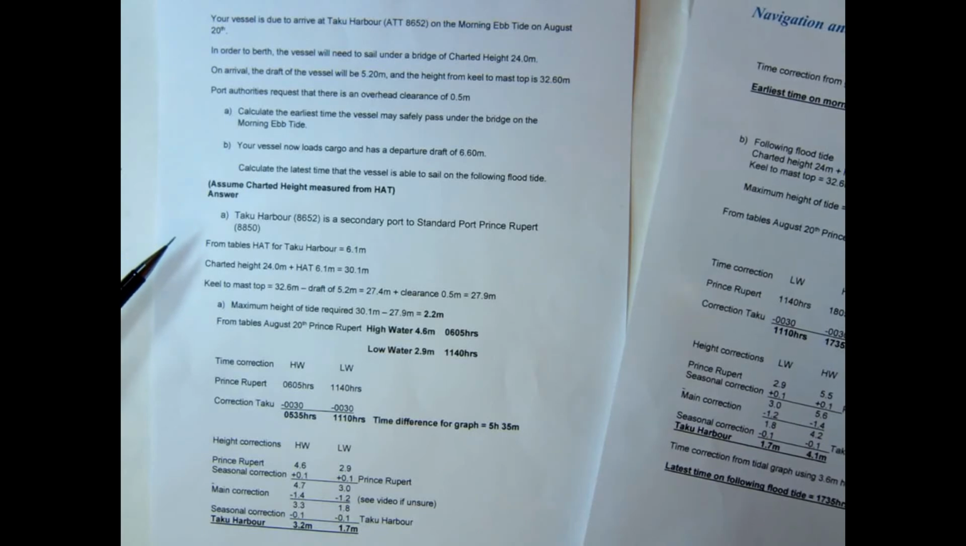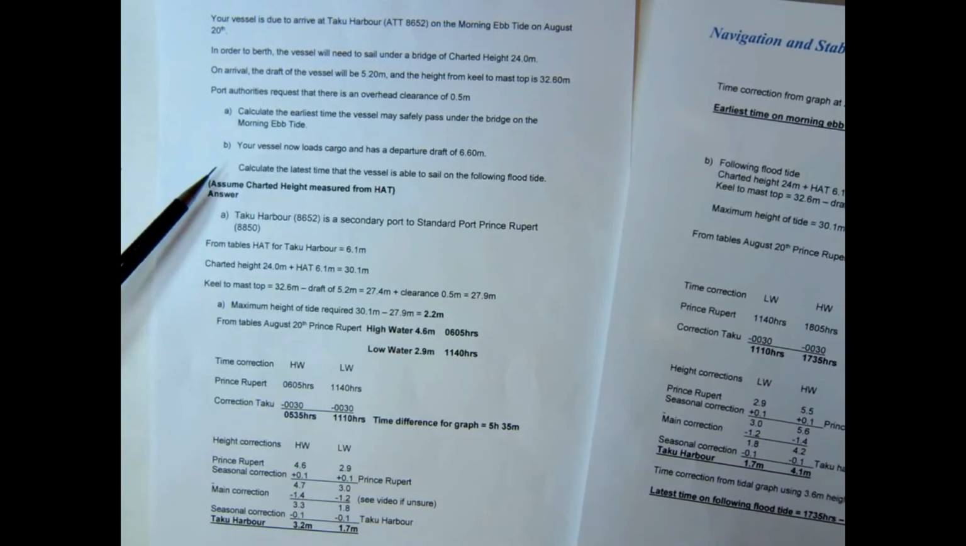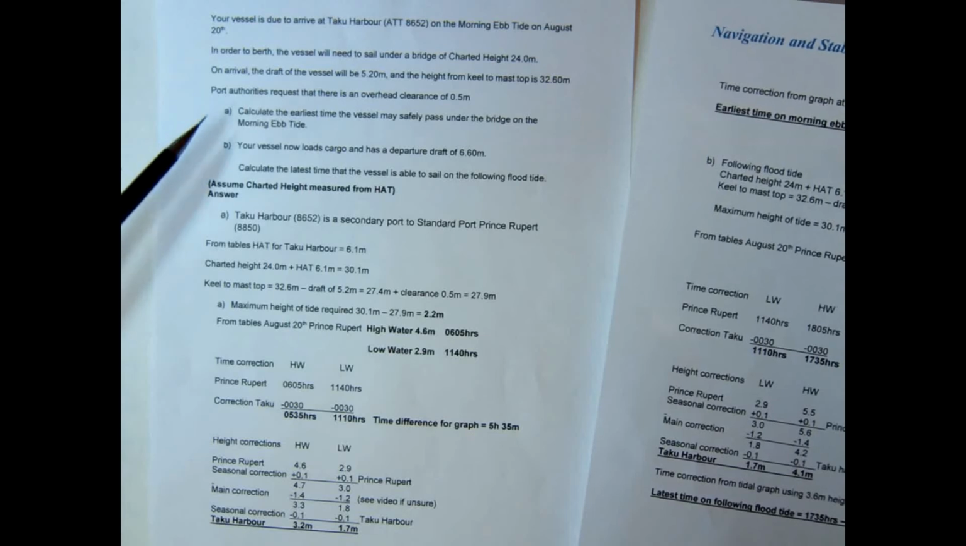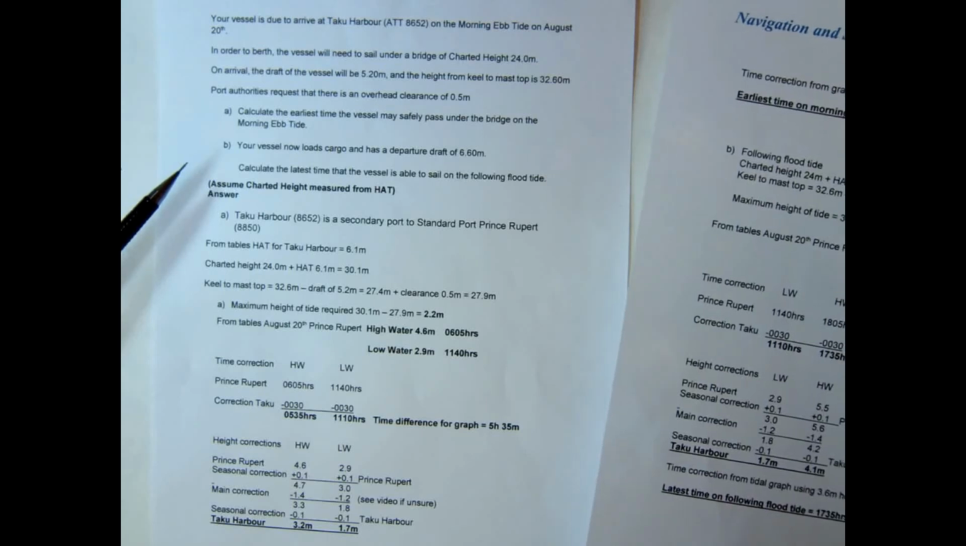The second part says that we load cargo, and now we've got a draft of 6.6. We're now going to sail on the following flood tide, and what's the latest time? In other words, what height can the tide get to so that we can still get under the bridge? Our draft is now 6.6 and it was 5.2, so 1.4 metres deeper in the water, which means that in effect our air draft is reduced by that amount. So doing the calculation there, it shows that our height of tide now can actually be 3.6 rather than the 2.2, because the vessel's draft is deeper.